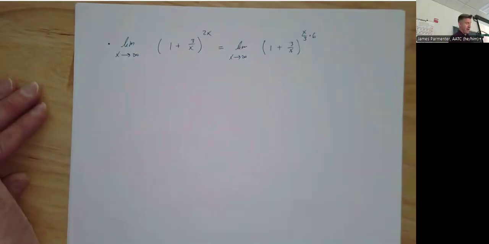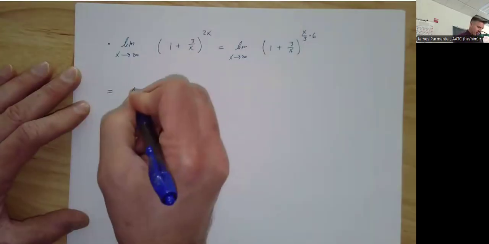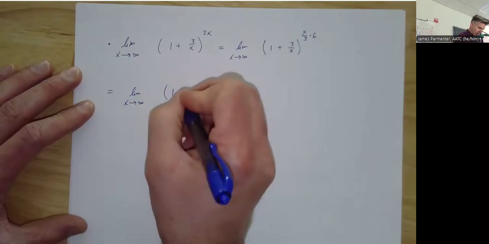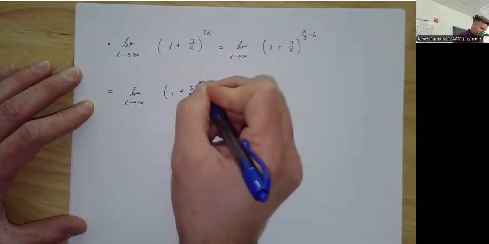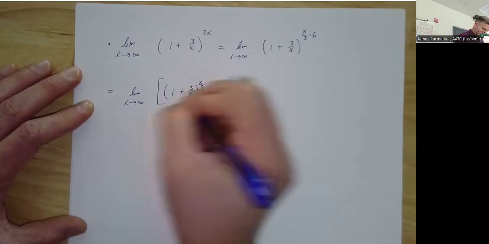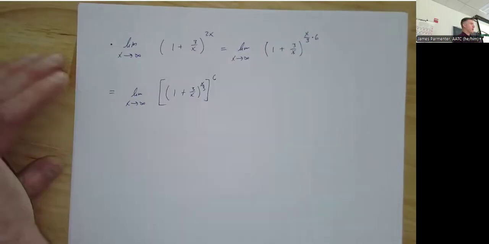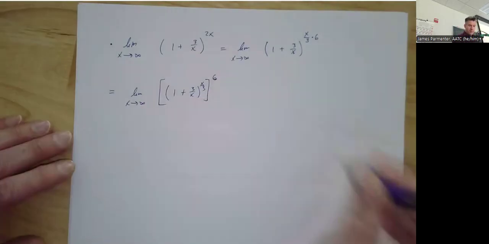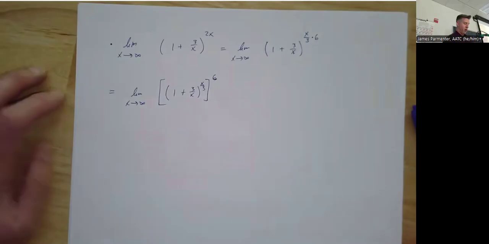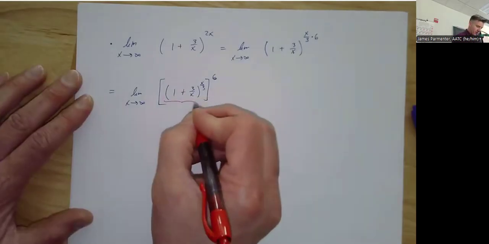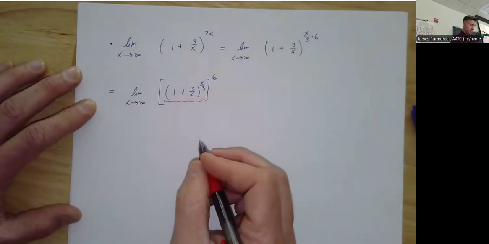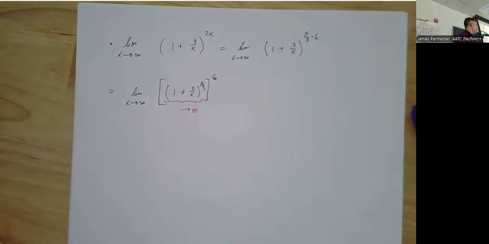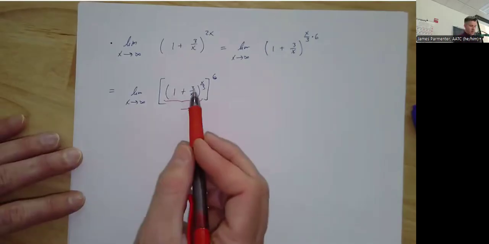And then I'm going to do one more rewrite. I'm going to rewrite this as the limit as x goes to infinity of, check this out, (1 plus 3 over x) to the x over 3, all to the power of 6. Because when your powers multiply, you can write them as a power to a power. And then I think I could convince you all that this part inside here, that limit's going to go to e, because it's the same sort of thing. You have a 1 plus a thing.